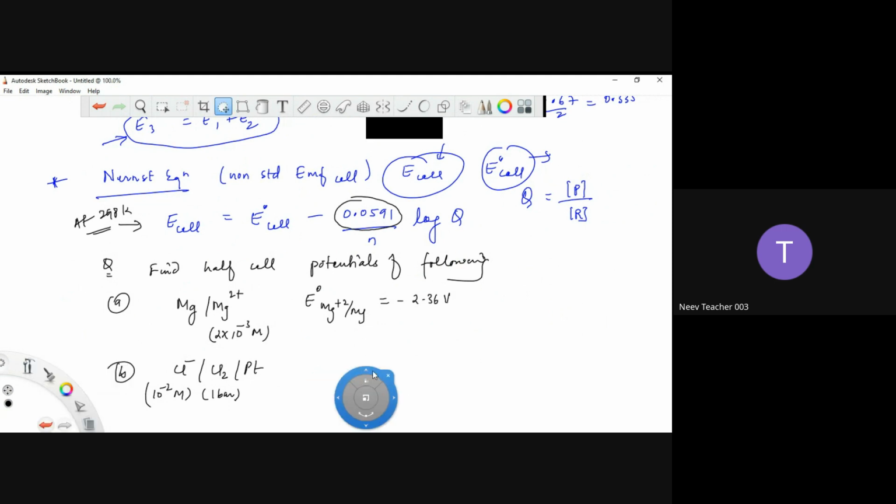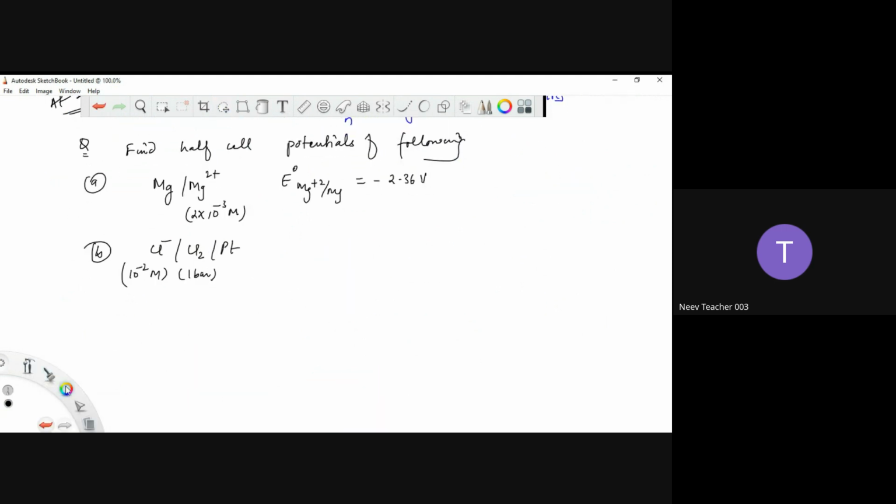After doing these, solve for this C part. I haven't given the E naught of this. So E naught of Cl minus, Cl2, Pt is 1.35 volt. Find E cell of platinum, H2 gas, CH3COOH aqueous.